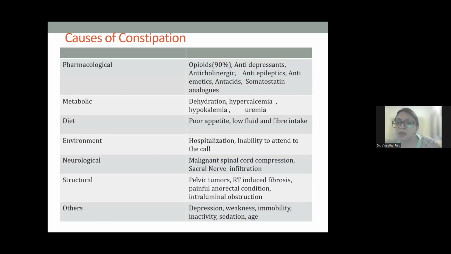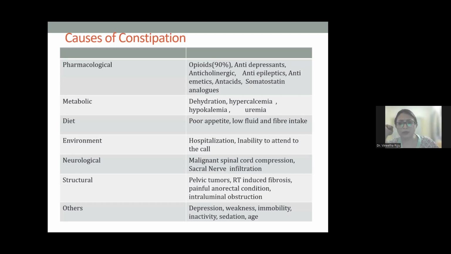Now, what can cause constipation? It can be any of the drugs like opioids, antidepressants, anticholinergics, antiepileptics, antiemetics like ondansetron that we were talking about. Somatostatin analogs like the octreotide we were talking about, that we were saying is an anti-secretory agent, right? Octreotide. So these things can cause constipation also. Metabolic reasons like hypercalcemia, dehydration, hypokalemia, uremia, all these things can cause constipation.